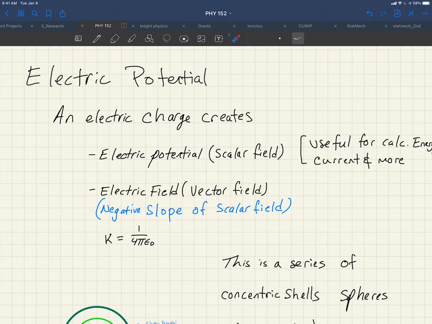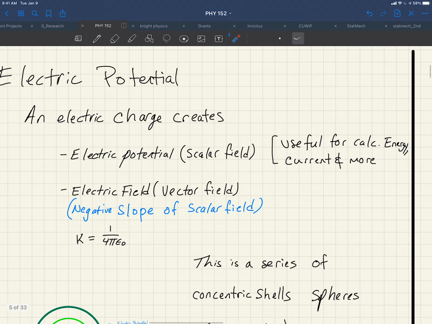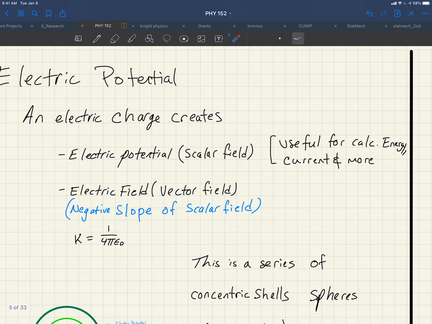you could measure the temperature by the door and by the window and by the wall and the ceiling and the floor, and those might all be different values, or they might all be about the same. That's a scalar field, right? The temperature gives you a number at a point in space, but it doesn't tell you where to go. So electric potential is the same way. And in some ways, it's easier to work with because it's not a vector. And it's useful for calculating energy, current, and many more things, as we're going to see coming along.